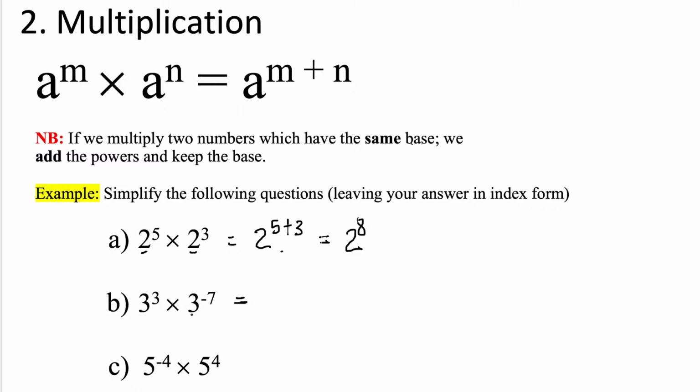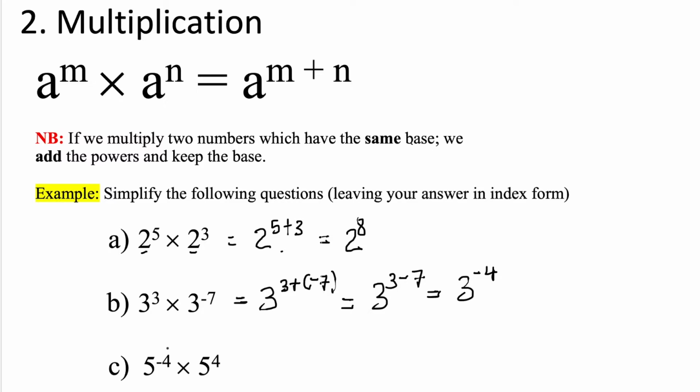For the second example, we have 3 cubed multiplied by 3 raised to the negative 7th power. So what we need to do here, we keep the base and we add the powers, which is 3 plus, in bracket, negative 7. Now we need to get rid of the double sign, so positive and negative is going to give us negative. So our final answer is 3 raised to the power of negative 4.